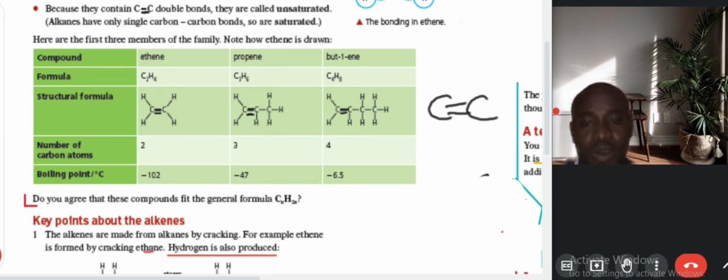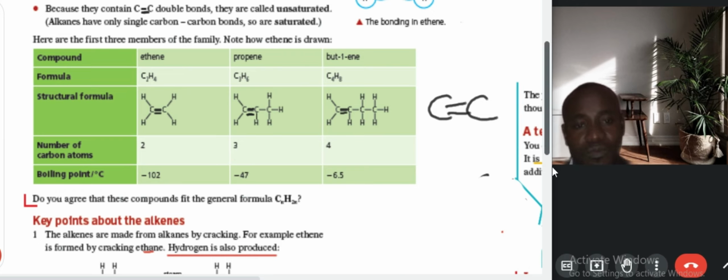So the boiling point of propene is higher than the boiling point of ethene, even though all of them are gases at room temperature. They are below 0 degrees Celsius. But the boiling point of propene is higher than the boiling point of ethene. With longer chains, it's more difficult to break the bond, so you supply more heat. So higher boiling point, higher melting point.